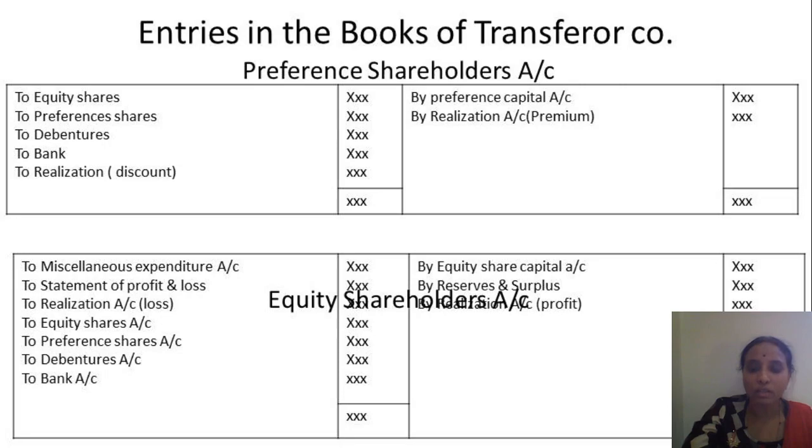So with this background, now we are ready to solve the problems on mergers and acquisition. Very important: if we are thorough with all the journal entries in the books of transferor company and transferee company and the ledger accounts we have discussed till now, then we will be able to solve the 5 marks and 15 marks problems, that is, problems on purchase consideration, problems on journal entries to be passed in the books of transferor and transferee, and amalgamated balance sheet.